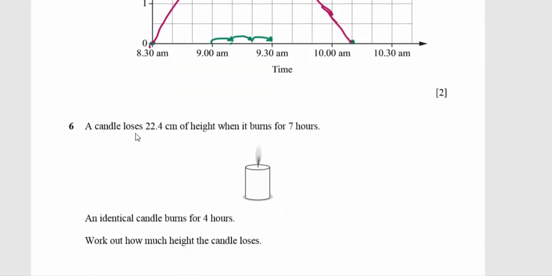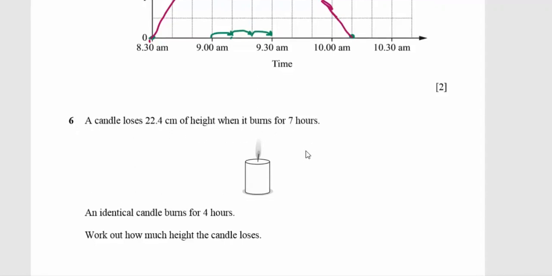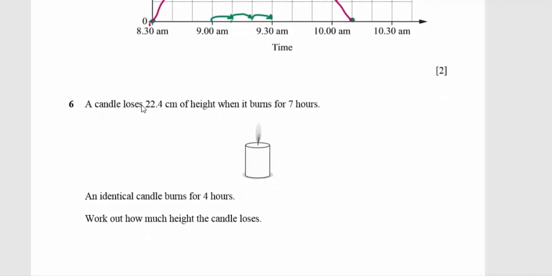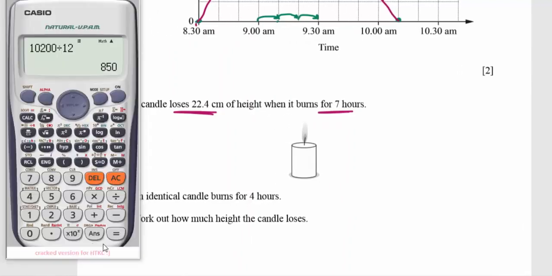So you see here, question 6. A candle loses 22.4 centimeters of height when it burns for 7 hours. Okay, we have 22.4 in 7 hours. An identical candle burns for 4 hours. Work out how much height the candle loses. So firstly, we need to work out the amount of loss in 1 hour. So we will get this by dividing 22.4 by 7.